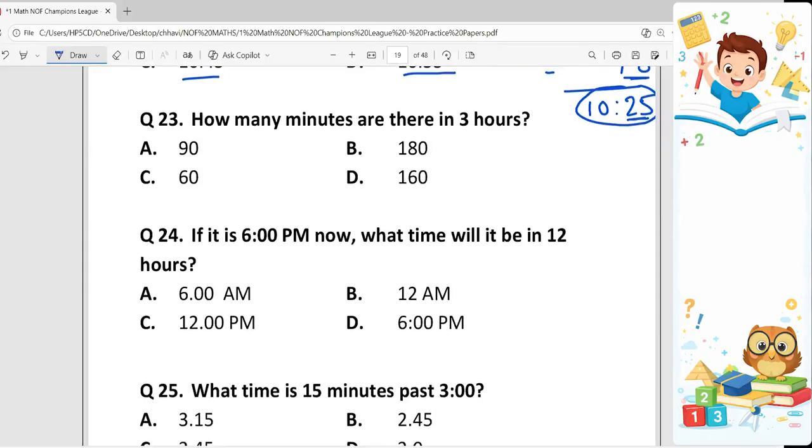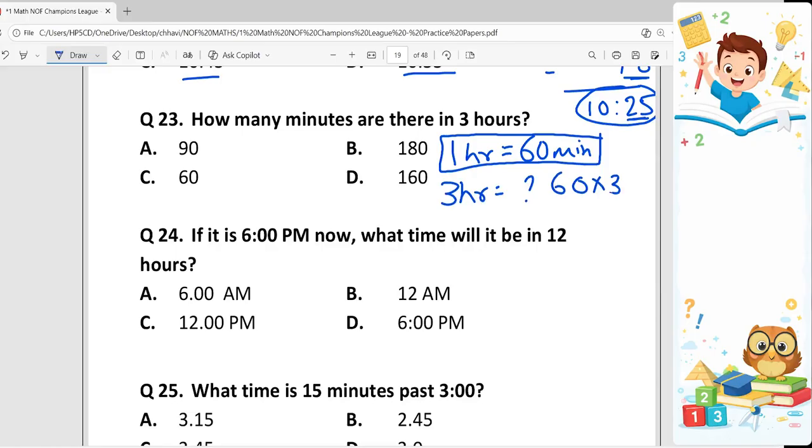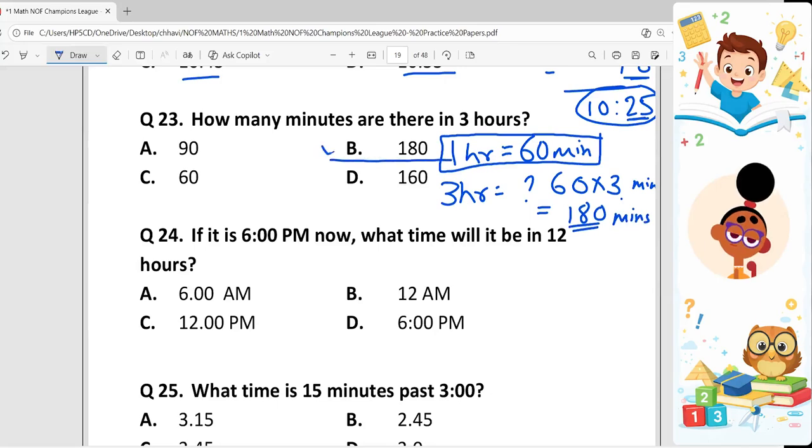23rd question. How many minutes are there in 3 hours? Now, see, this is another time unit: 1 hour is equal to 60 minutes. This is also an important thing to remember when we count time. So 1 hour is equal to 60 minutes. Now they have said 3 hours. Now how much will 3 hours be? It will be 60 into 3, so the answer will come in minutes. That is 3 zeros are 0, 6 threes are 18. So 180 minutes. And where is it? It is over here. Option B is the correct answer.